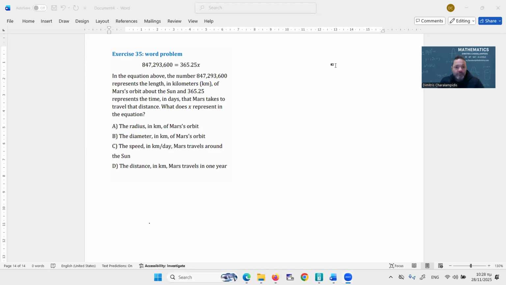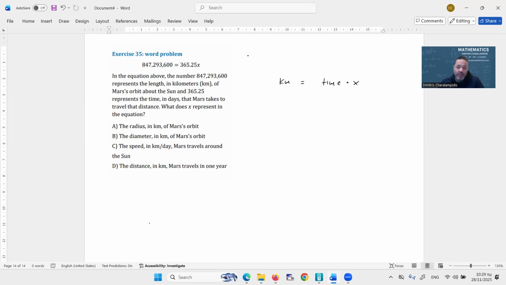Exercise 35. In the equation above, 847 million equals 365.25x. The number 847 million represents the length in kilometers of Mars's orbit about the Sun, and 365 represents the time, so it's equal to time times x. What does x represent in this equation?